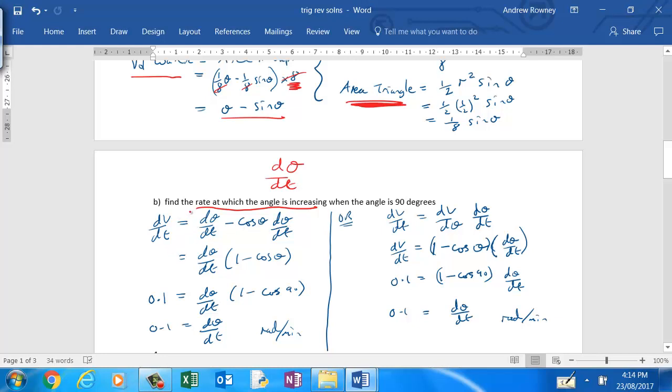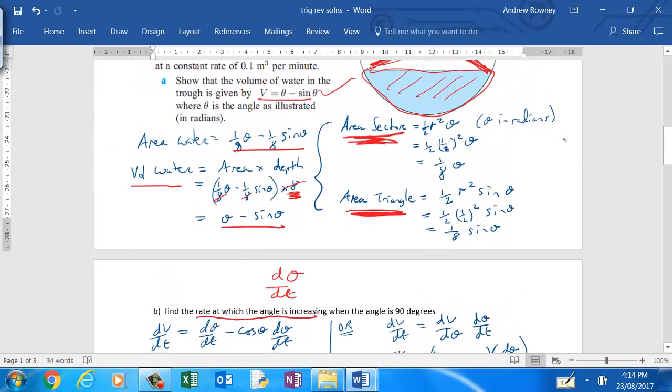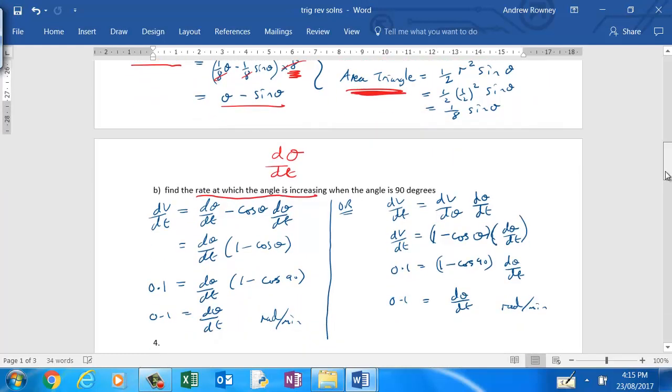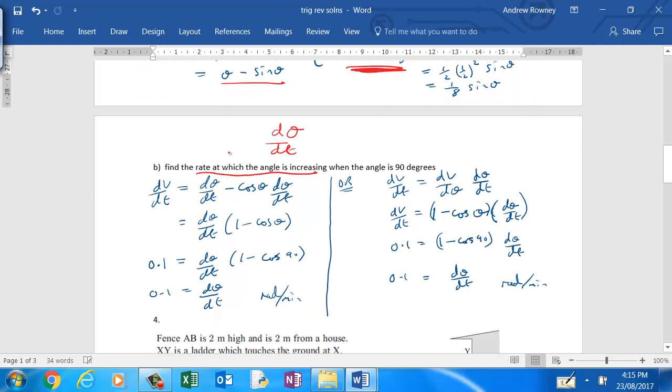We can do the change of volume with time, because we're given the rate here, so it makes sense to be doing dV by dt. If we do dV by dt, we're going to do the derivative of that with respect to t, and then the derivative of that with respect to t. So it's d theta by dt, and then you do the derivative of sine, which is minus cos, times the derivative of the bag, the derivative of the function, which is d theta by dt. We can take that out as a common factor and we're left with 1 take cos.